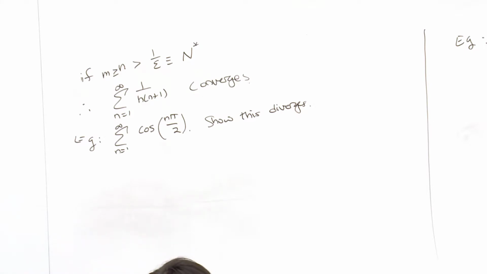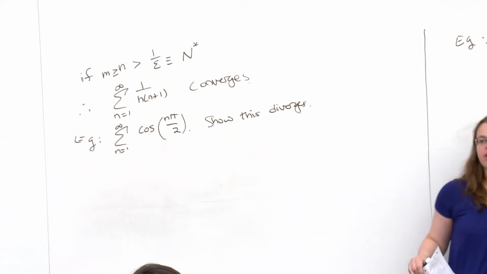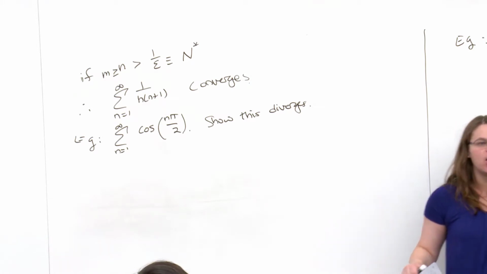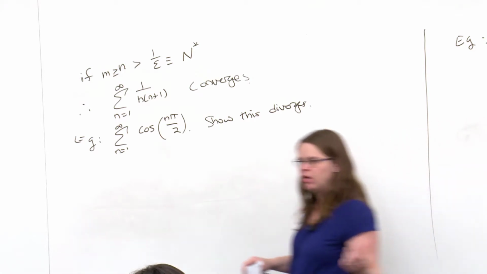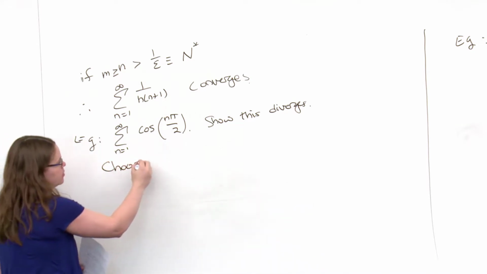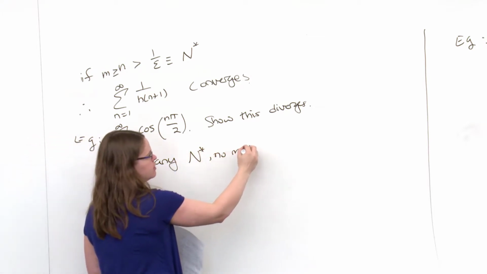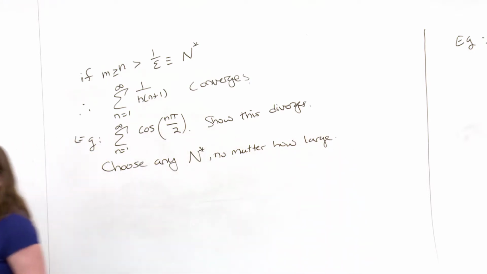Okay, so in this case, we want to show that the Cauchy criterion breaks. So that means there should be some epsilon out there such that no matter how big I choose n star, I can always find an m and an n such that I add those terms up and they don't get small. Okay, so we're going to say we can pick any n star that we like, no matter how large it is. I could pick this to be a googolplex if you like, right? And it's still not going to be enough to make these terms add up to something small all the time.